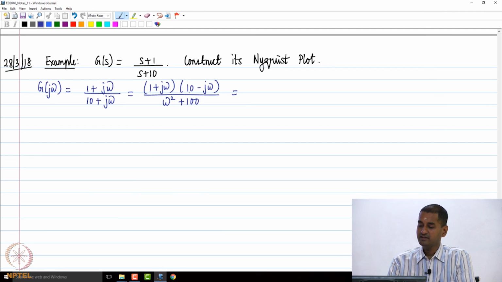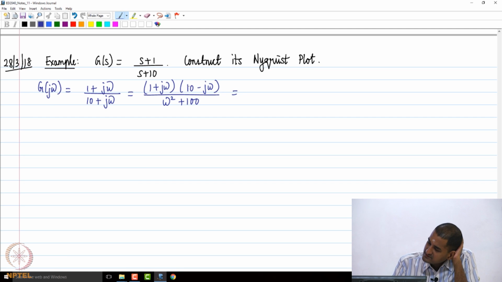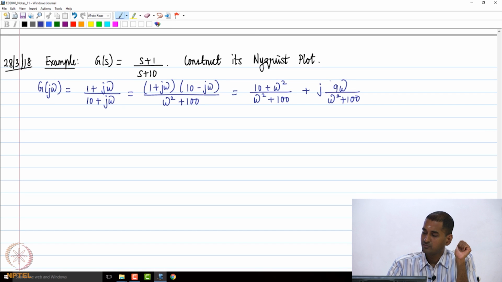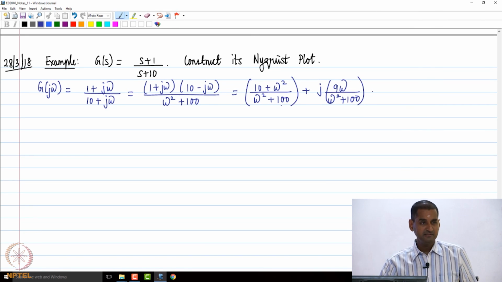Okay, so if I now multiply and simplify this, what am I going to get in the numerator? I will get 10 plus omega square divided by omega square plus 100, and what will be the imaginary part? It will be j times 9 omega divided by omega square plus 100, right? So that's what we will have, correct?